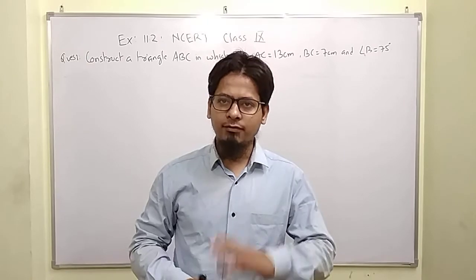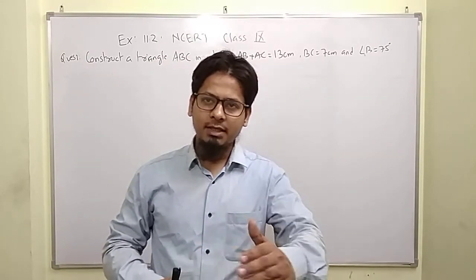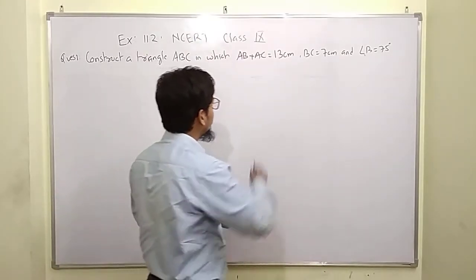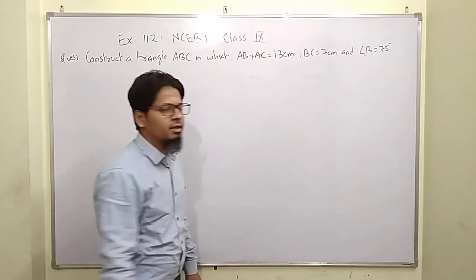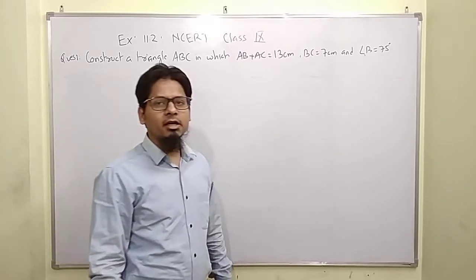First, I will draw one rough sketch, and after this, we will learn how to draw. What are the steps of drawing this triangle? Class, now see here. This is a triangle given there. AB plus AC is 30 centimeter, and the base BC is 7, and the angle B is 75.